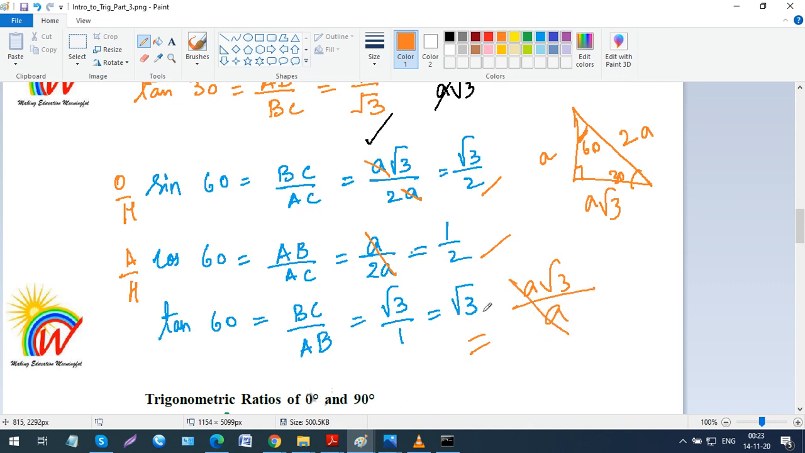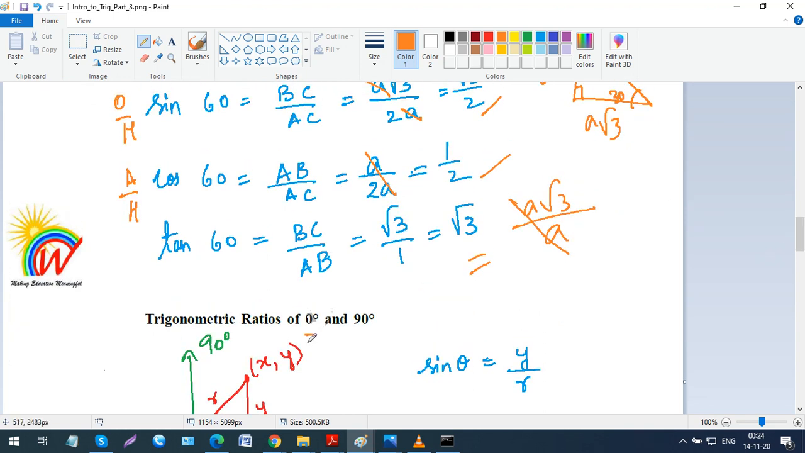Okay, so similarly you can find for the other 3 also. Alright, so that's how you will find the values for 30, 60 and 45. So we have got these 3 angles, right? Now we are going to learn how to find it for 0 degree and 90 degree.